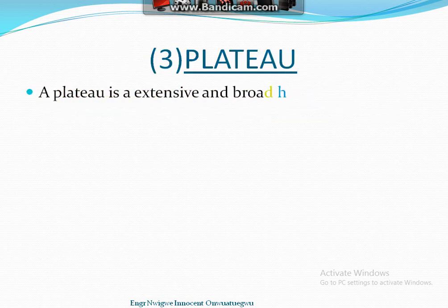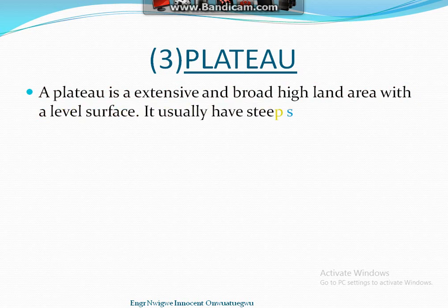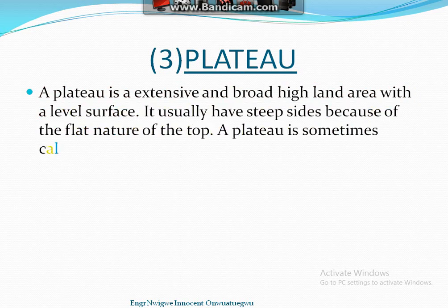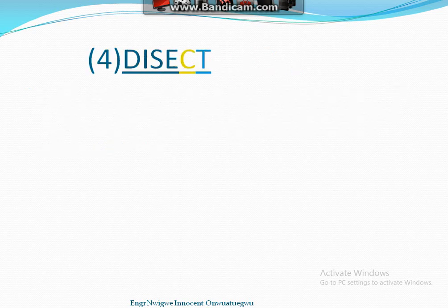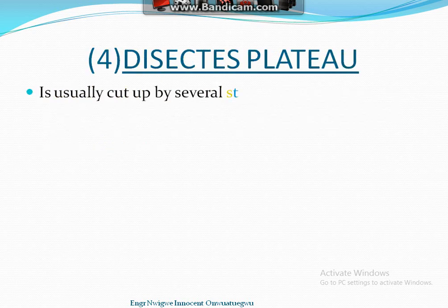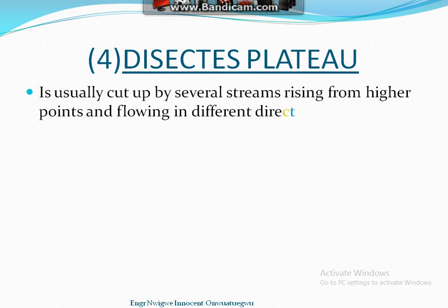3. Plateau. A plateau is an extensive and broad highland area with a level surface. It usually has steep sides because of the flat nature of the top. A plateau is sometimes called a tableland. 4. Dissected plateau. It is usually cut up by several streams rising from higher points and flowing in different directions. Example, Jos Plateau.